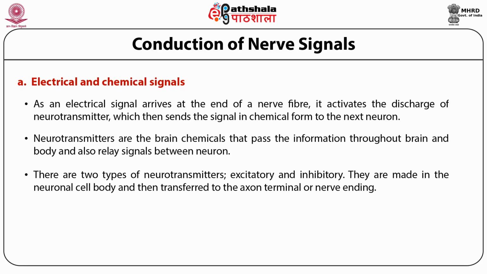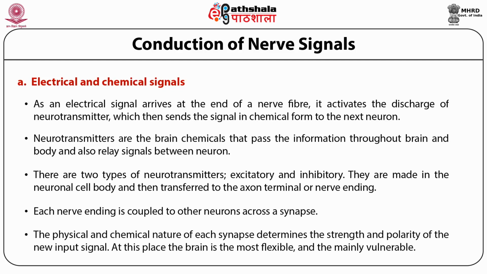They are made in the neuronal cell body and then transferred to the axonal terminals or nerve endings. Each nerve ending is coupled to another neuron by a synapse. The physical and chemical nature of each synapse determines the strength and polarity of a new input signal. At this place, the brain is most flexible and mainly vulnerable.